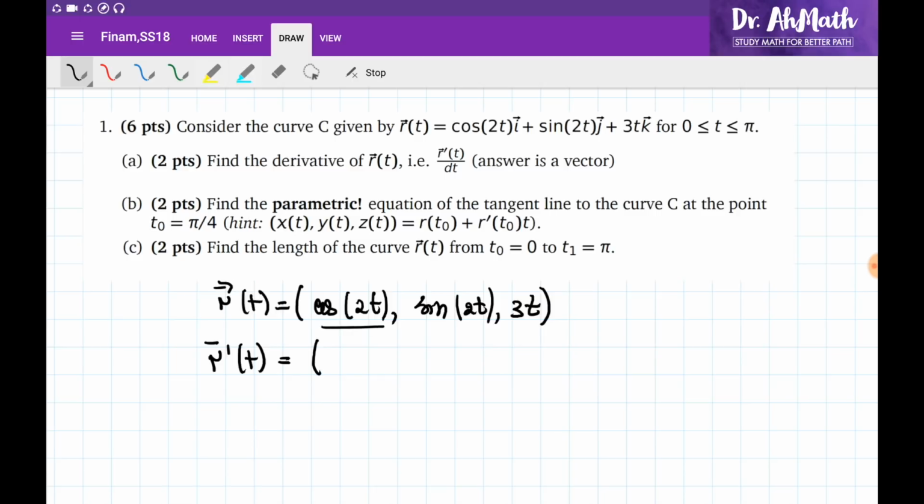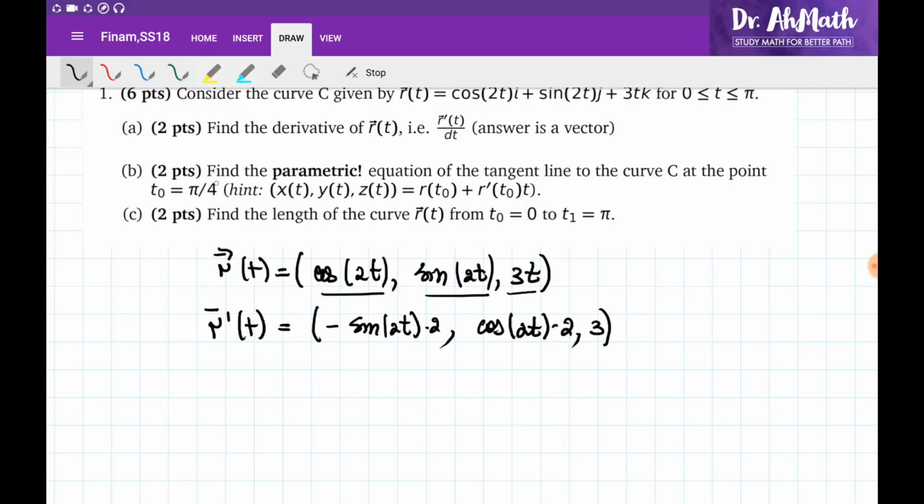The derivative of the first component is going to be minus sine of 2t multiplied by 2 according to the chain rule. The derivative of the second component is going to be cosine of 2t multiplied by 2, and the derivative of the third component is simply 3.